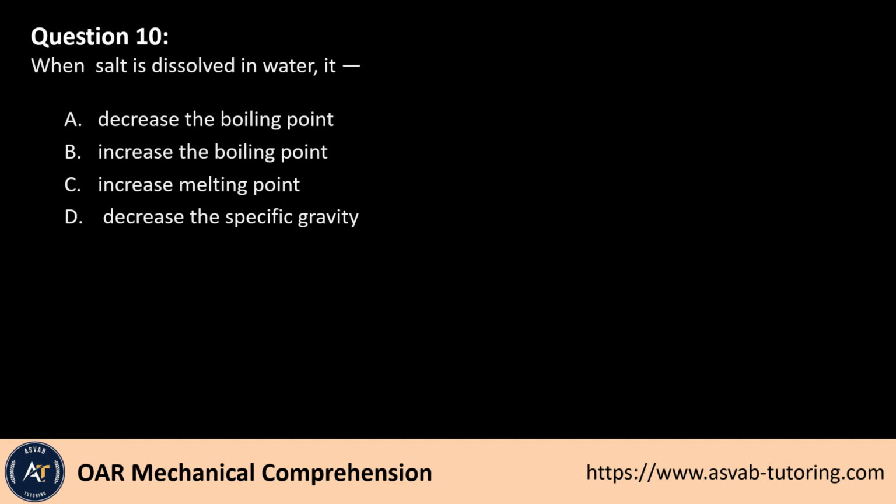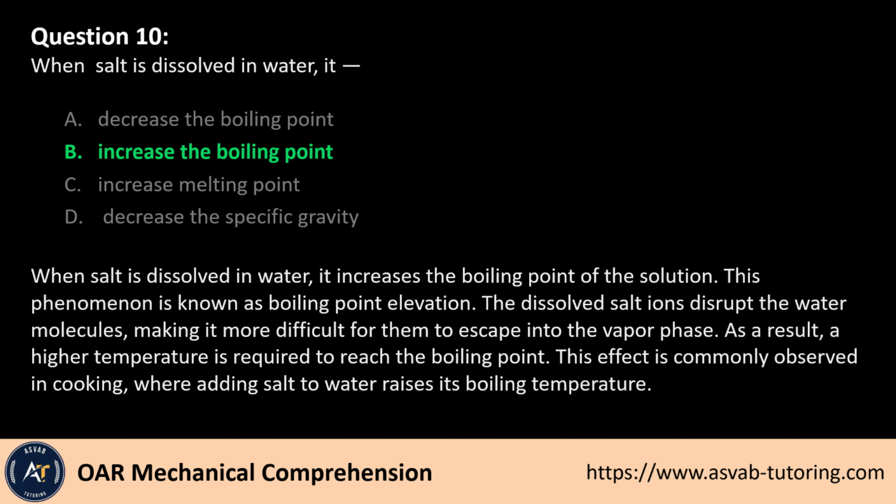Question 10. When salt is dissolved in water, it A. Decrease the boiling point. B. Increase the boiling point. C. Increase melting point. D. Decrease the specific gravity. The answer is B. When salt is dissolved in water, it increases the boiling point of the solution.